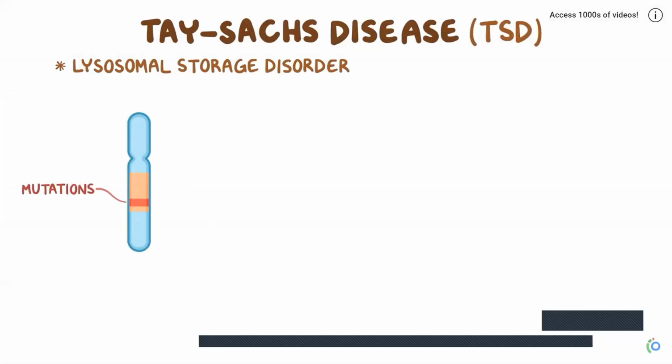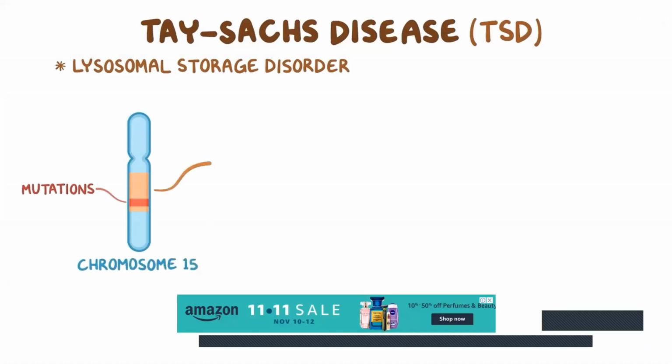Tay-Sachs disease, or TSD for short, is a lysosomal storage disorder caused by a mutation in a gene on chromosome 15, which codes for a lysosomal enzyme called beta-hexosaminidase A, or Hex A for short.